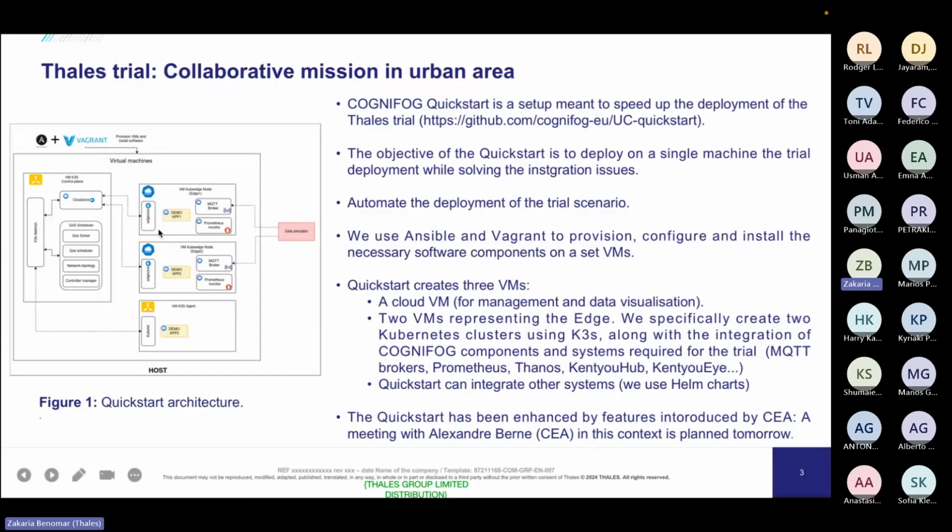So we can create any application here on demand, and we are using, as I said, a set of services either from the COGNIFOG environment or open source tools. We are also using Kentu Hub here on the edge. So automatically, when you use Quick Start, you will have the MQTT broker, Prometheus, Kentu Hub, Kentu Eye on the cloud, and, as I said, we can use Polygraph for applications deployment.